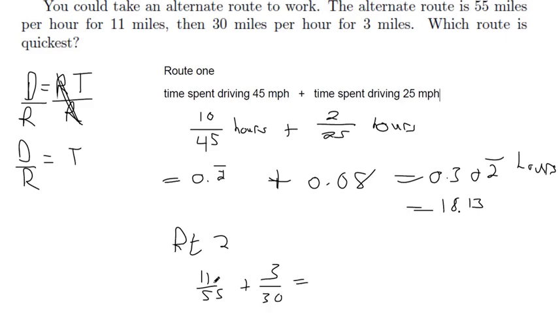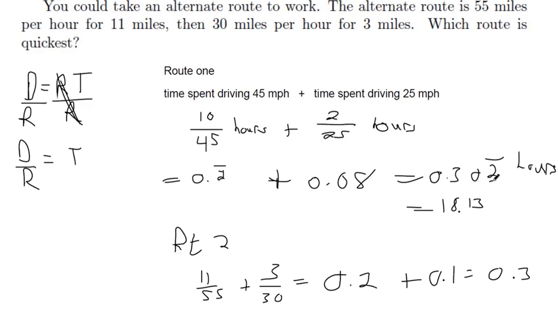And so let's see, that's divide the top and the bottom by 11. That's 1/5. So that's 0.2 for the first fraction. Divide the top and bottom by 3, so that's 1/10. So that's 0.1 for the second fraction. So 0.3. So look, we can directly compare them. This one is a little shorter. The detour is a little bit shorter, but it's so close.